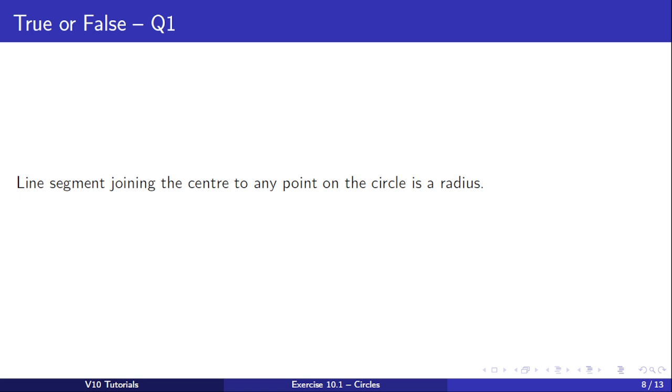Line segment joining the center to any point of the circle is a radius. So this is the basic definition of a radius. Radius is the line segment joining the center to any point on the circle. So this is true. Right? Straightforward definition of radius of a circle. So that is true.